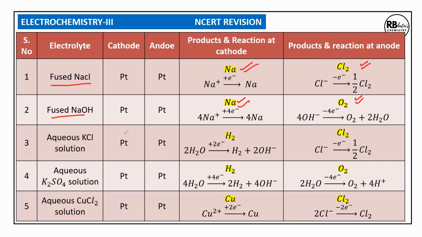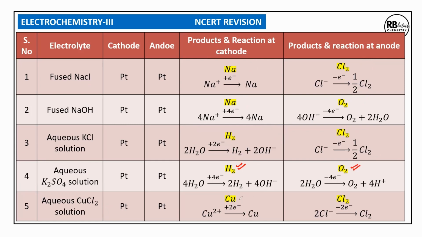Aqueous KCl. Aqueous KCl means what are the competing ions? We're going to have potassium ion and H plus ion competing for cathode, and chloride ion and OH negative ion competing for anode. And we just discussed, out of chloride and OH negative ion, it's chlorine which gets liberated, and out of potassium and H plus, that is group 1 metal and H plus, it is hydrogen gas that is preferentially formed. Aqueous potassium sulfate, for same reasons, out of potassium and H plus, hydrogen gas, and out of sulfate and OH negative, OH negative is oxidized.